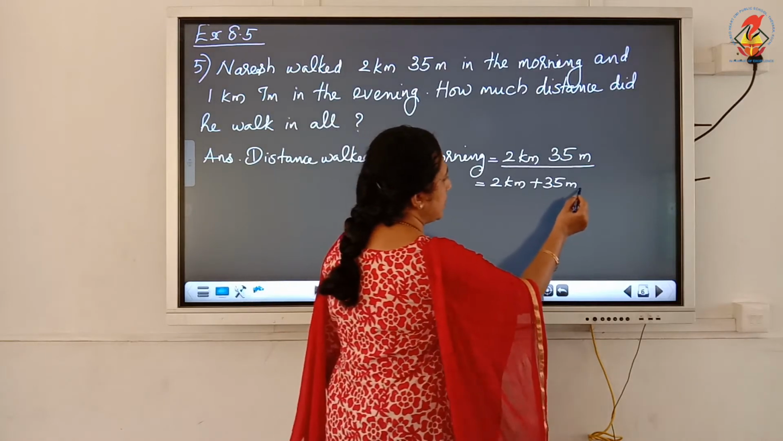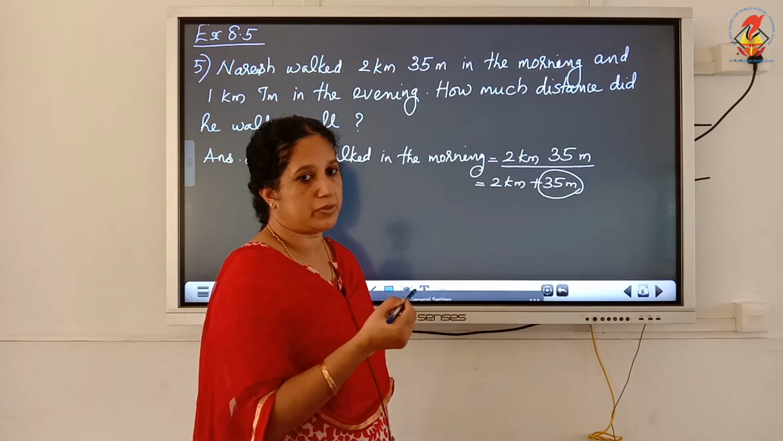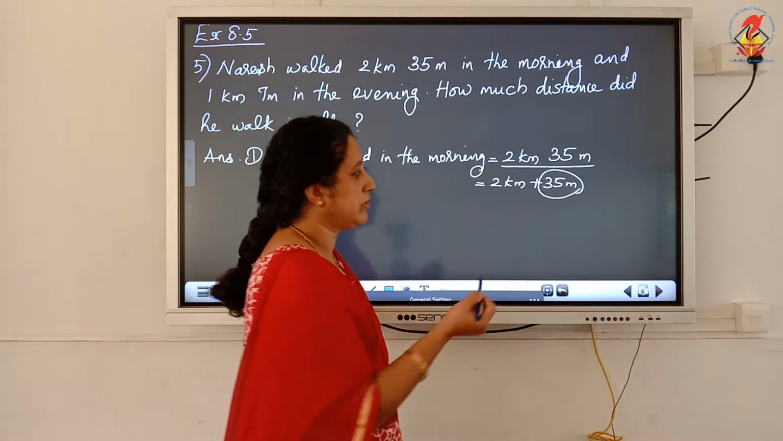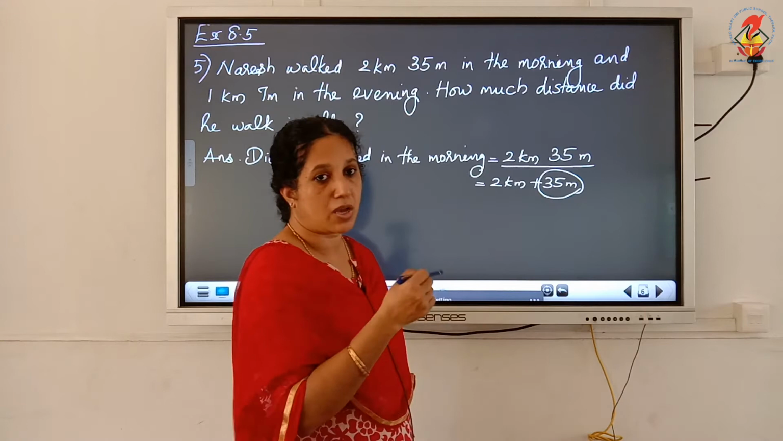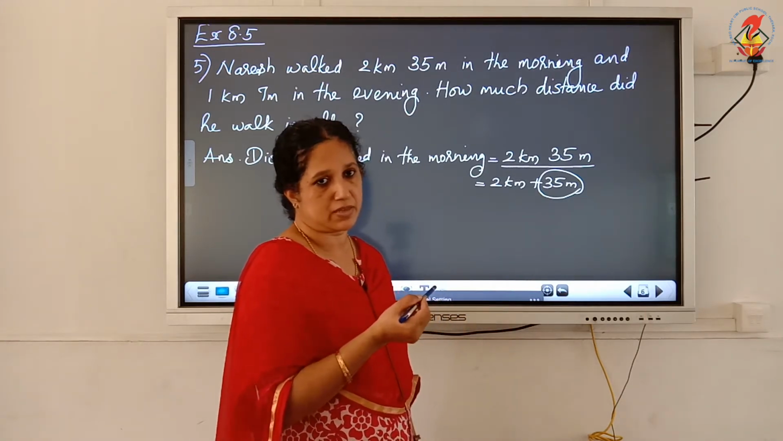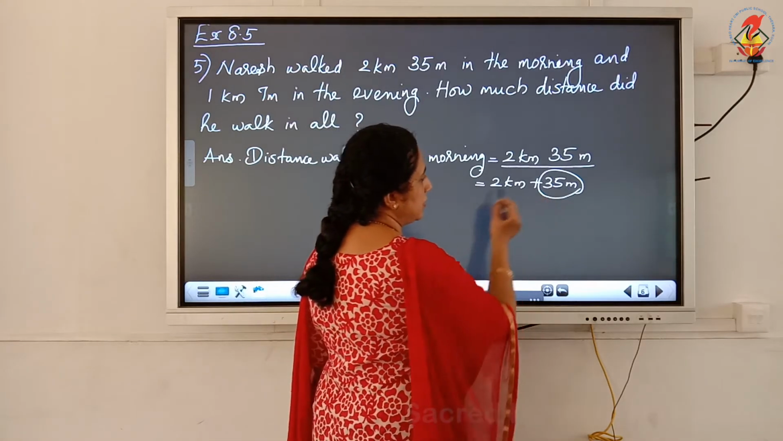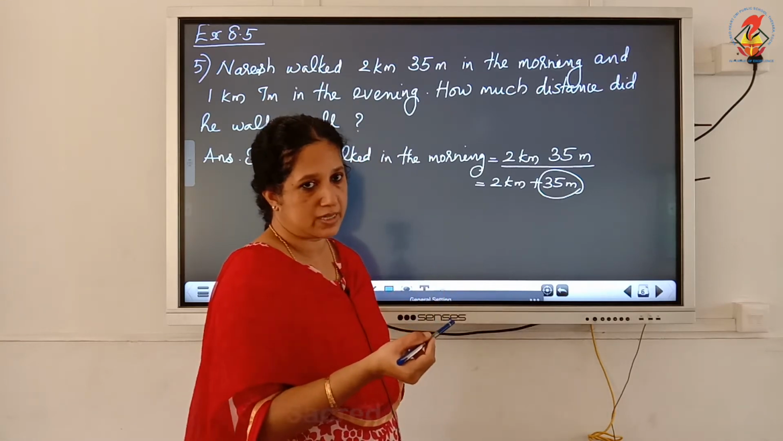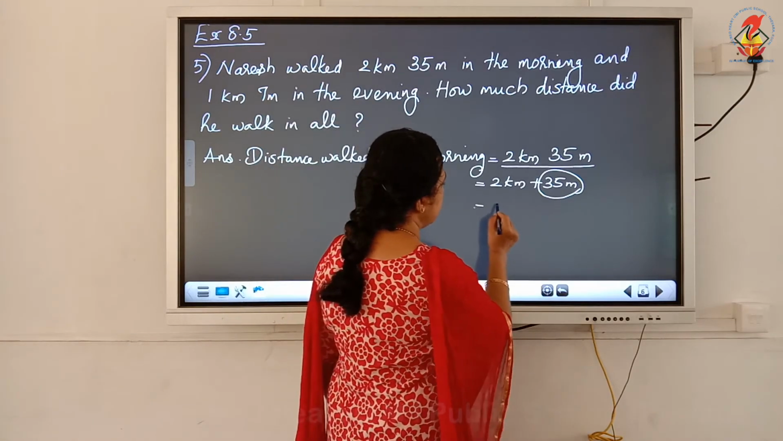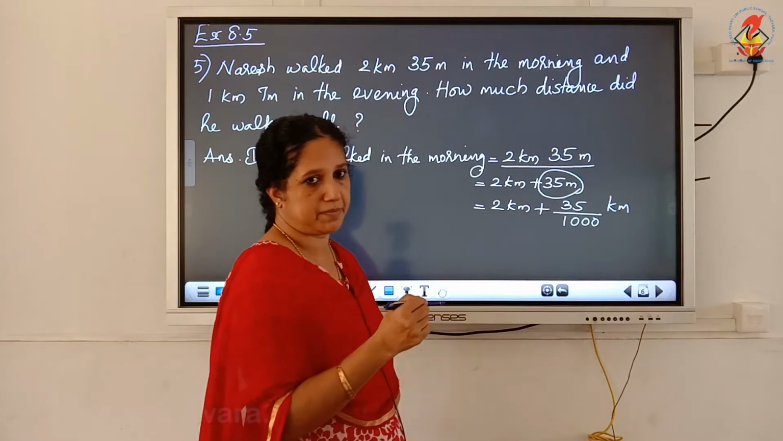So this 35 meter we have to convert into kilometer. How can we convert meter to kilometer? We have to divide the given quantity by 1000, because 1 kilometer is 1000 meters. So in order to convert meter to kilometer, we divide by 1000. So we can write it as 2 km plus 35 by 1000. Then we will get the value in kilometer.